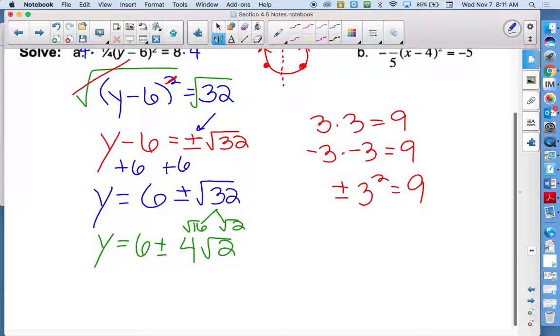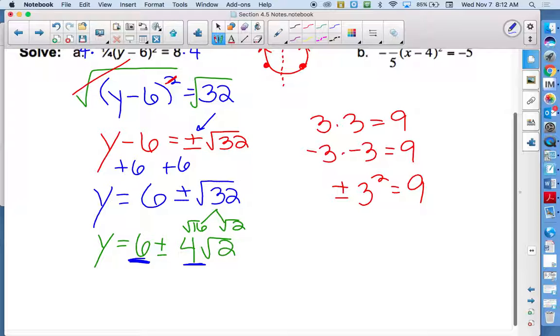Here's the tricky part that's going to be different for you to think about. This 6 is a different number than the 4. Why are they different numbers? What does the 4 have or doesn't have that the 6 does have? Or what does the 6 have that the 4 doesn't have? So the 4 has a square root of 2. This 6 has nothing with it. So they're not like terms. They're not the same type of number.